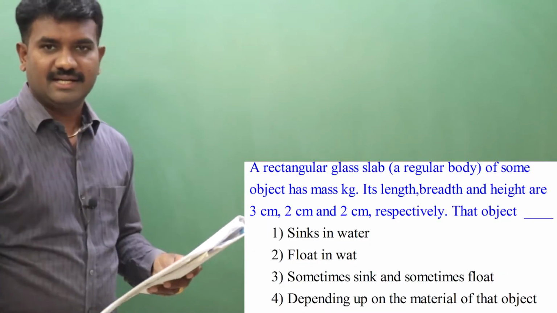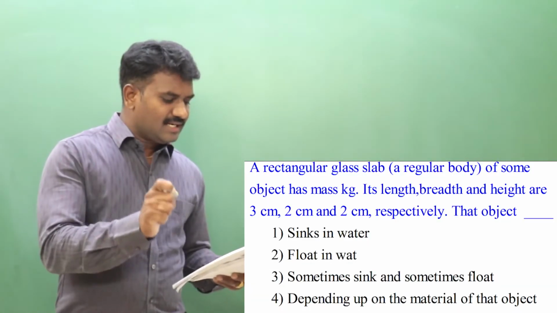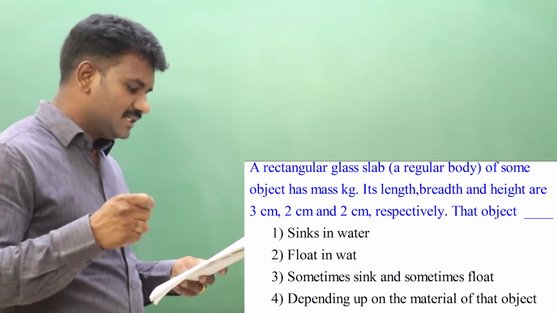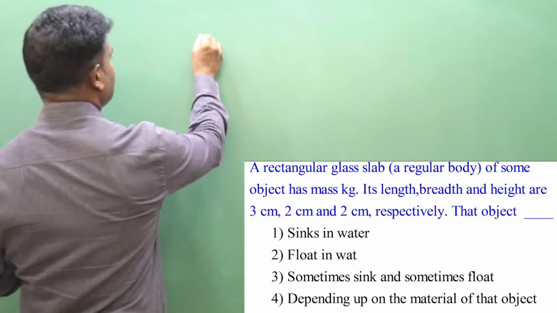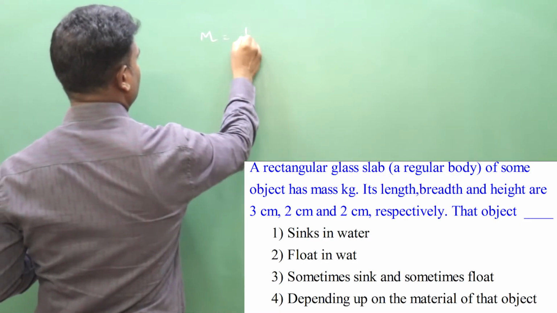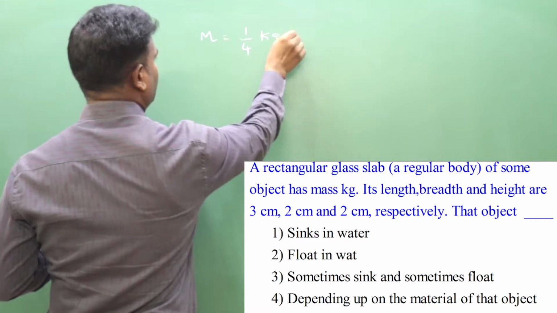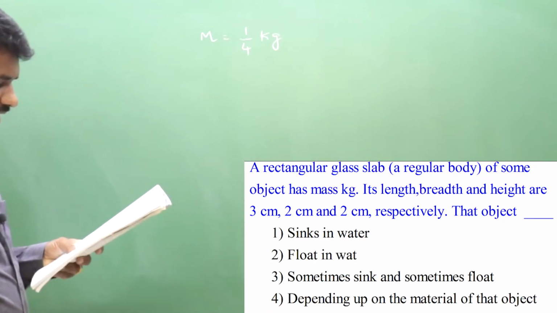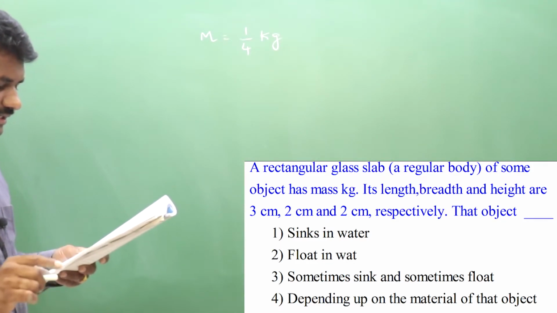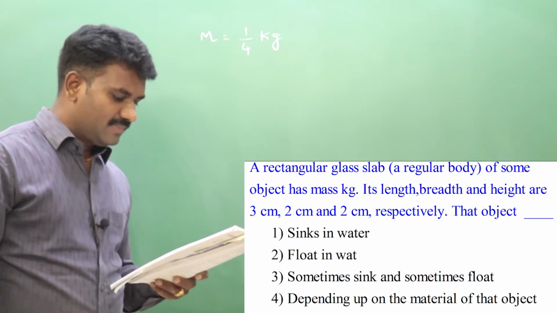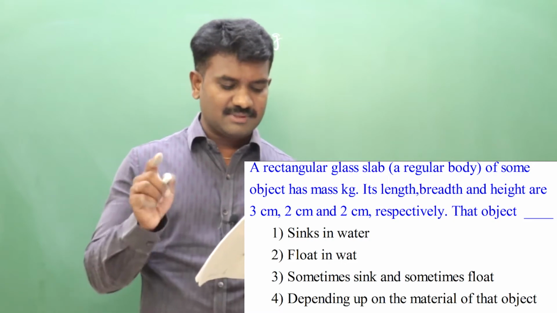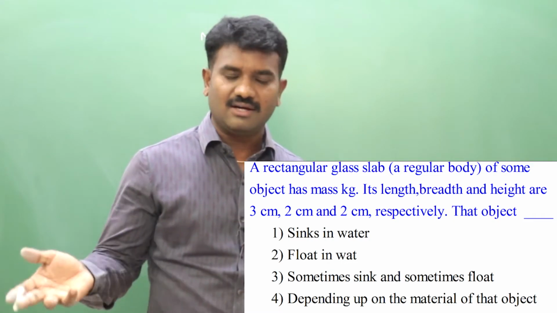See, this is a very interesting and tricky problem. A rectangular slab of some object has mass 1/4 kg. Its length, breadth and height are 3 centimeters, 2 centimeters and 2 centimeters respectively. Then he is asking whether the object sinks in water, floats in water, or what?